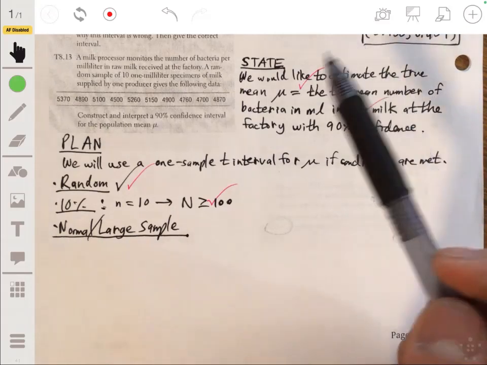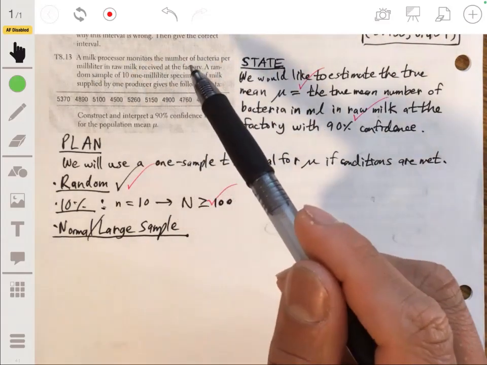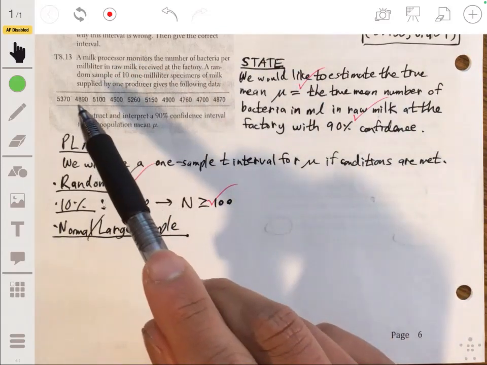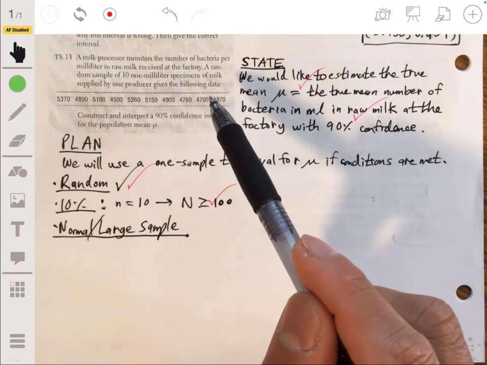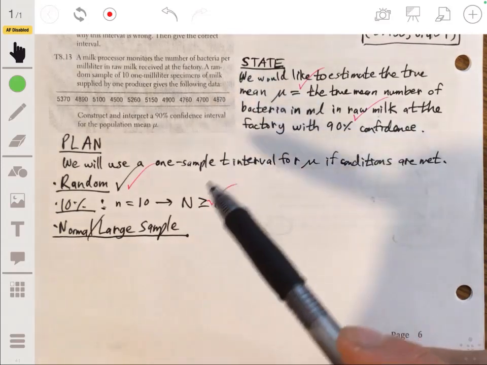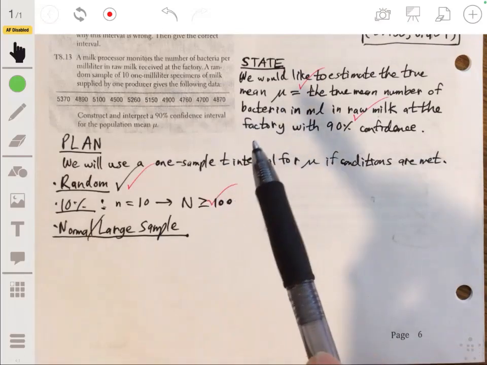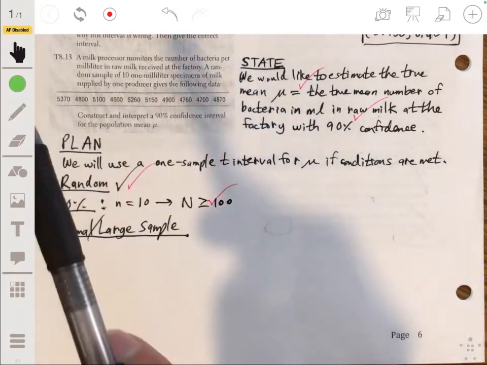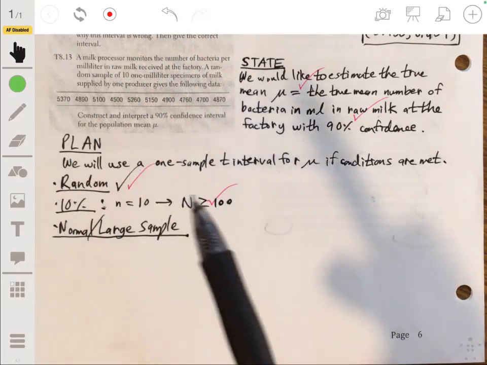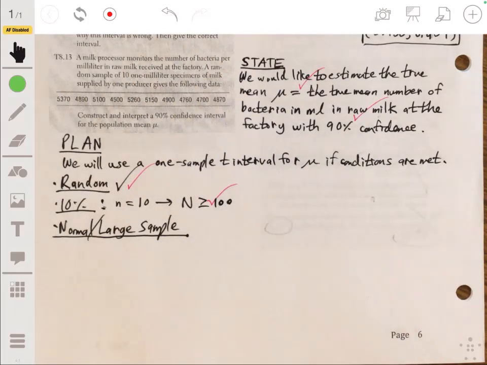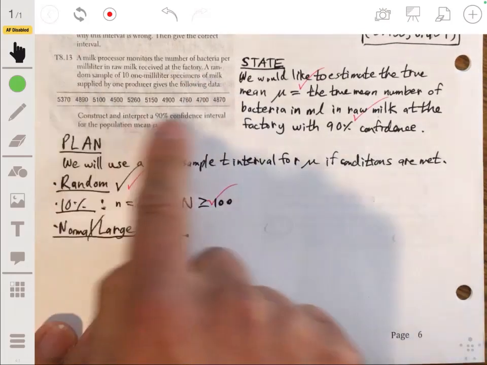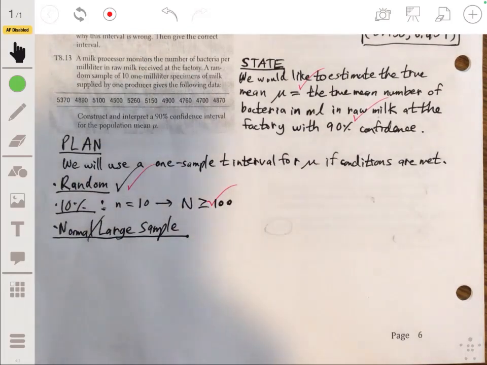Now, we're not told that the population distribution is normal, and we're only given 10 specimens. So that means the normal large sample is not met because we have to have a sample size of at least 30. However, what we do in these cases is we inspect the shape of the sample data and try to reasonably conclude that the distribution would be approximately normal based on the distribution of the sample data. So we're going to make a box plot of this data and draw a sketch of it and see what we got.